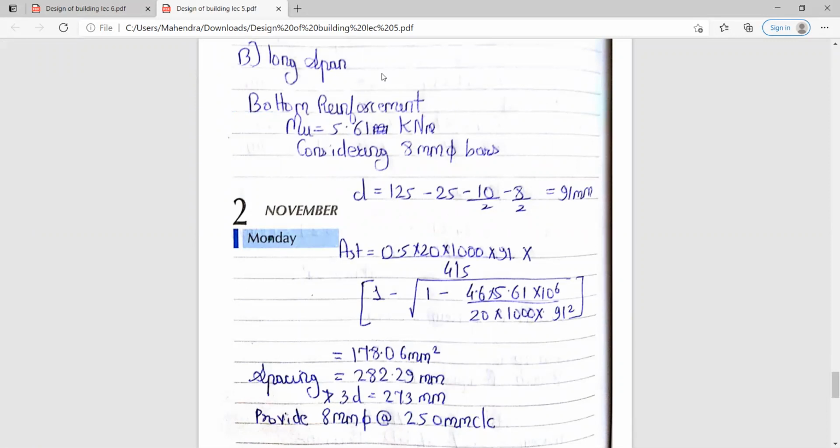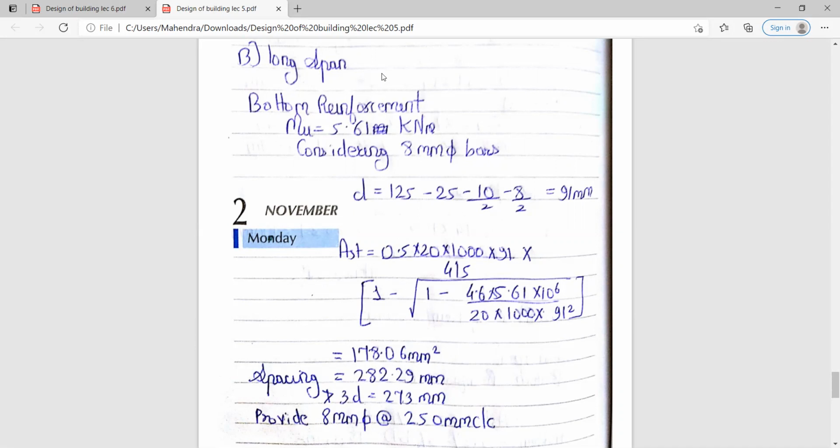Now how will you calculate the depth for the long span? For the long span you need to take total D, that is 125, minus 25, that is the cover. 10 is the diameter of the main reinforcement, so 10 by 2, and 8 by 2 is the diameter of the bottom reinforcement, as 8 mm diameter bars are being used. So from that you get the value of d as 91 mm.